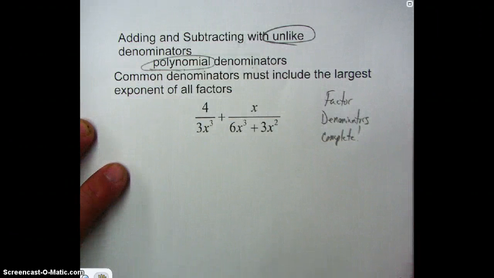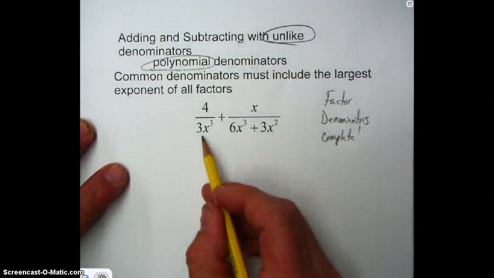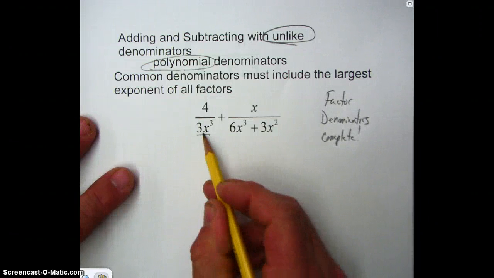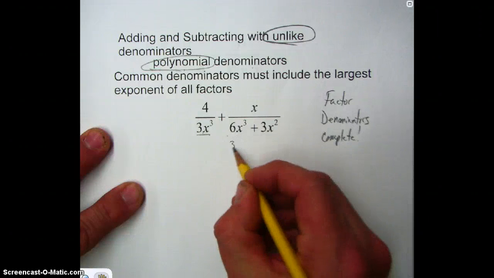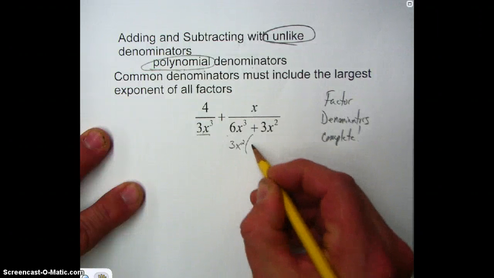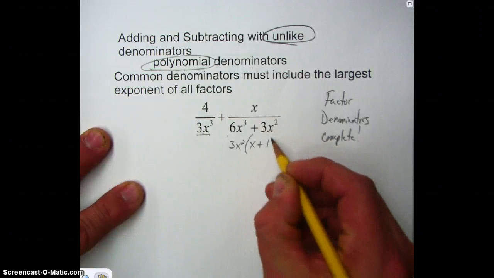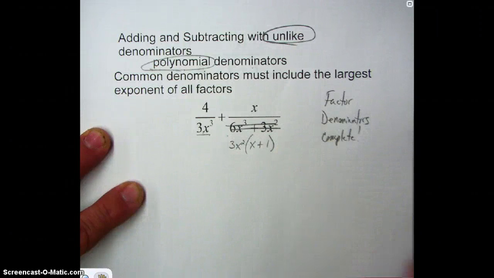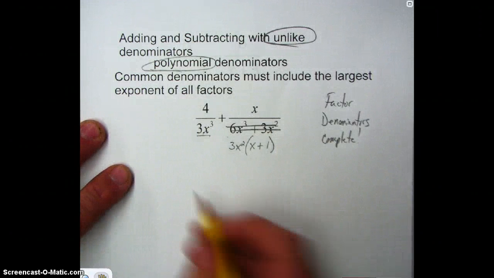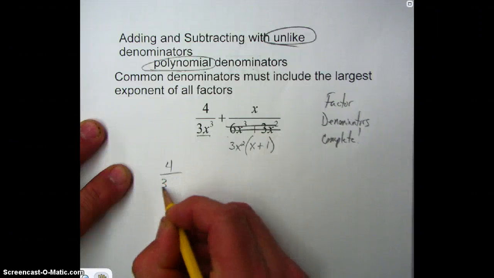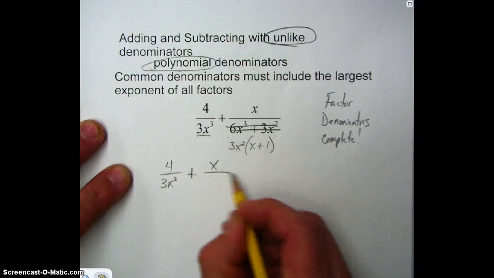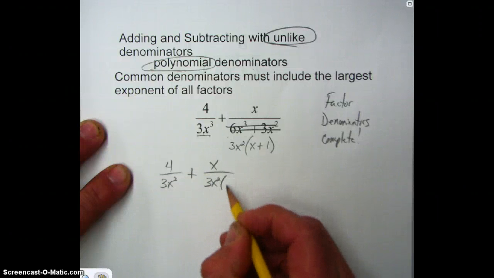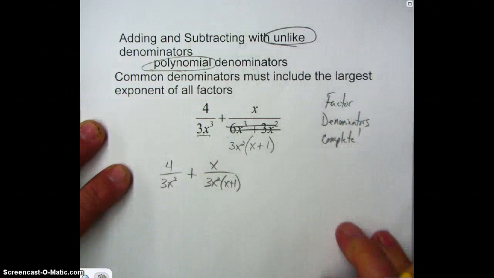Here, that's already factored completely because it's a monomial. There's no factoring. Here, I can factor out a 3x squared. When I do that, I get x plus 1. I cross that out so I won't get it confused. So let's rewrite it: 4 over 3x cubed plus x over 3x squared times x plus 1.